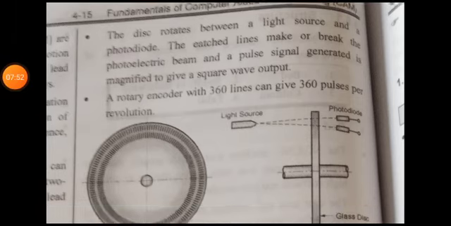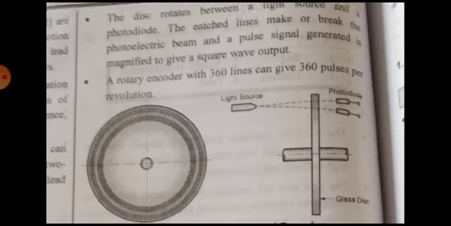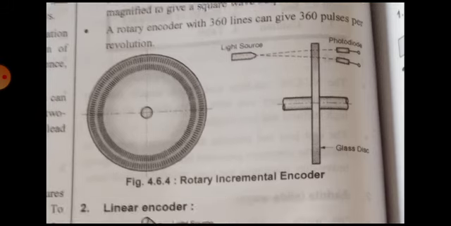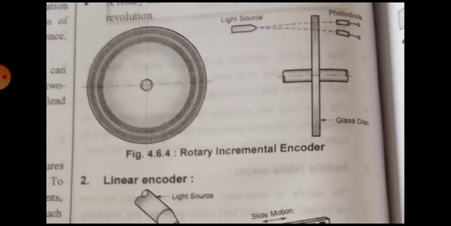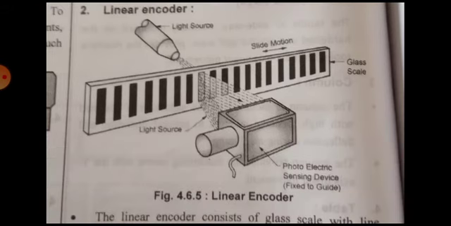Each line makes a break in the photoelectric beam and a pulse signal generated is magnified to give a square wave output. A rotary encoder with 360 lines can give 360 pulses per revolution. Okay, that means we have to encode that program that we have used or punched on this disk or the tape so that we can operate the machine.